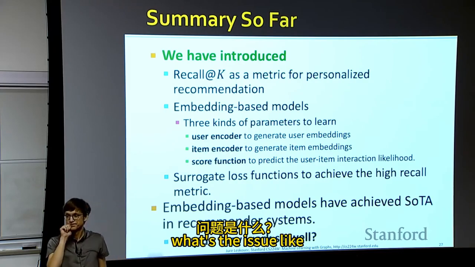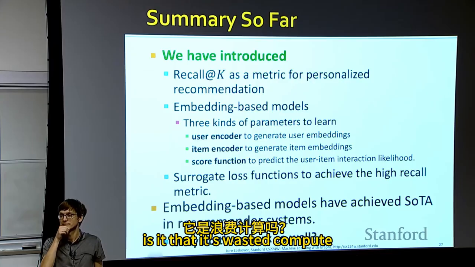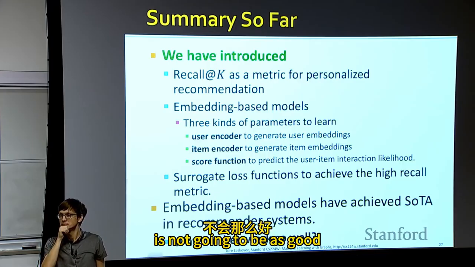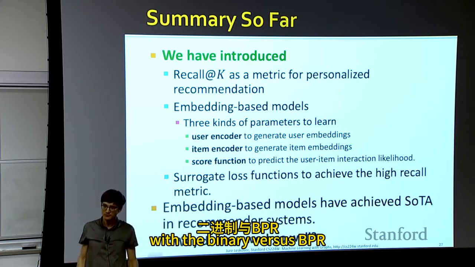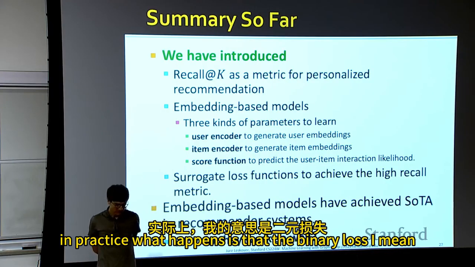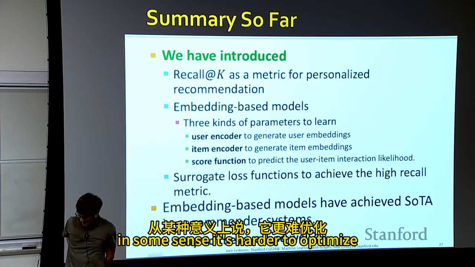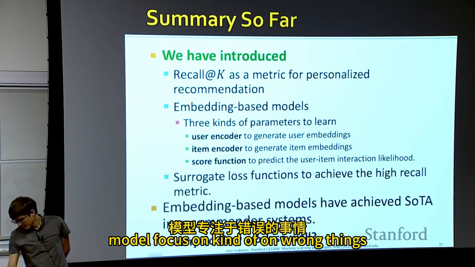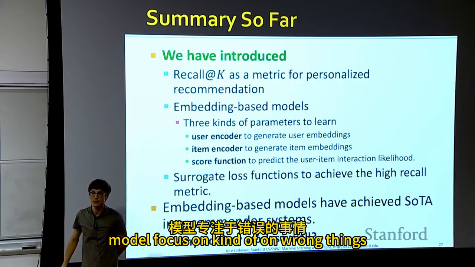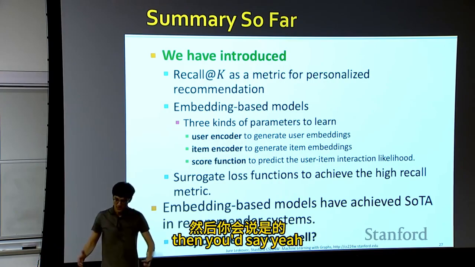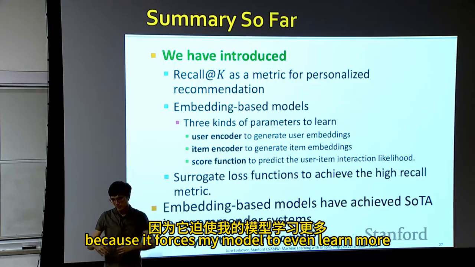What's the issue, empirically, with the non-personalized loss? Is it that it's wasted compute, or is it that the best performance you could get is not going to be as good with the binary versus BPR? Good question. So what is the problem with the binary loss? In practice, what happens is that the binary loss, in some sense, is harder to optimize. And it lets the model focus on wrong things, right? Yes, if you had an all-powerful model, then you'd say, yeah, I'll use binary because it forces my model to learn even more.